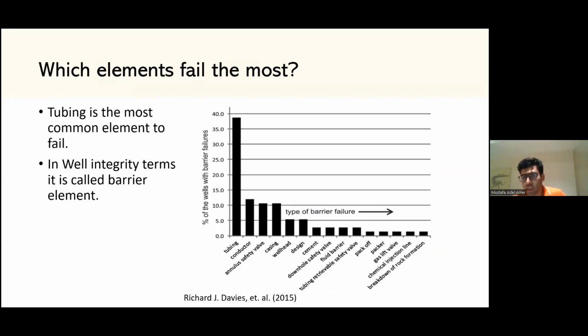What element fails the most? From a study by Richard and Davis in 2015, they found that the majority of failures, more than 35% of failures, happen because of tubing problems: leakage in tubing, corrosion in tubing, burst in the tubing, followed by the conductor and the safety valve, casing, and wellheads, and breakdown of the rock formation. It comes at the end.